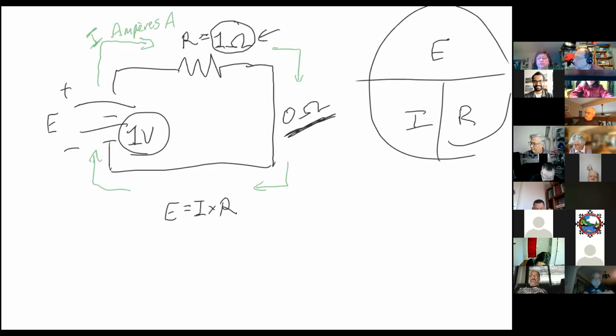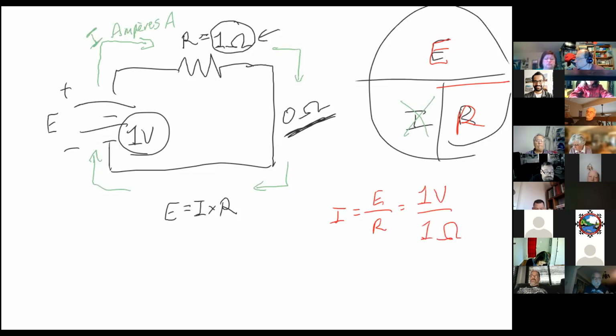And since in this case this is the value we don't know, we're going to cross it out, and we are left with E divided by R. So I is equal to E divided by R, which is 1 volt divided by 1 ohm. And a volt per ohm is actually an amp, so that current is 1 ampere.